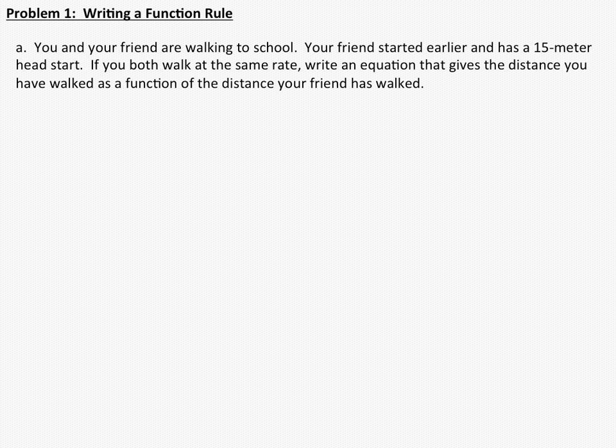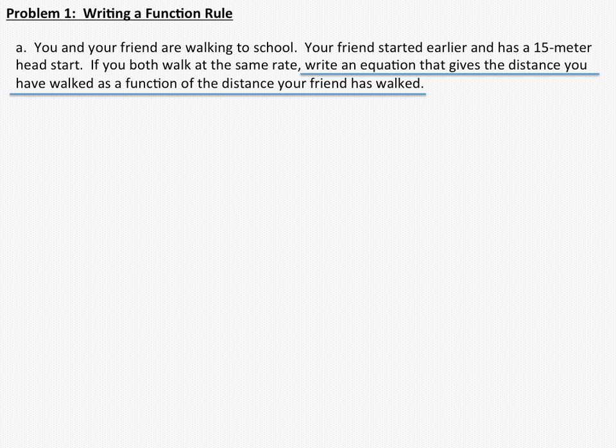You and your friend are walking to school. Your friend started earlier and has a 15-meter head start. If you both walk at the same rate, write an equation that gives the distance you have walked as a function of the distance your friend has walked. Alright, so that last part's telling me what I'm trying to do.